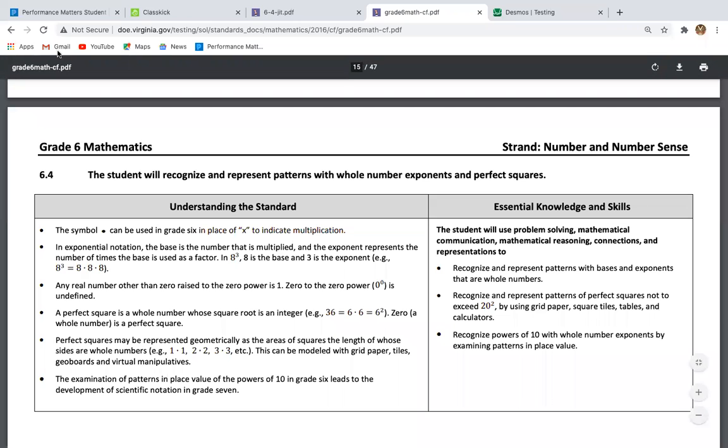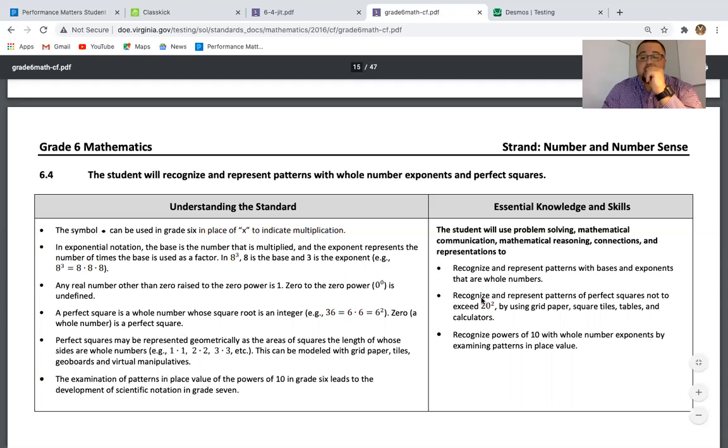All right, guys. Today we're going to be talking about what we're starting with this week. This week we are going to be exploring perfect squares and exponents. So if you see here, 6.4, the student will recognize and represent patterns with whole number exponents and perfect squares. You can see here understanding the standard is what the SOL will be covering in our essential knowledge and skills. So they will want us to recognize and represent patterns with bases and exponents that are whole numbers.